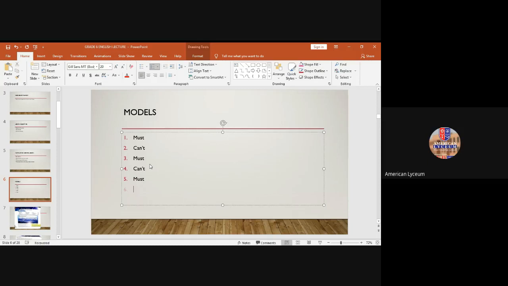Number six. That blonde girl dash be Paul's wife. She's too young. Must. Okay. No, I think number six we will write can't. Do you know why? Let me tell you.